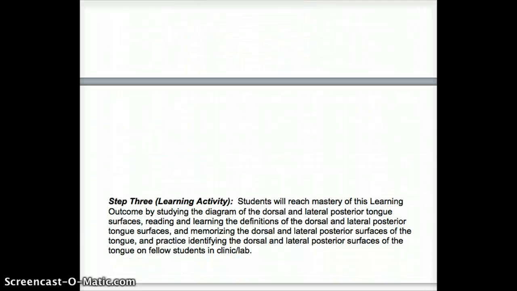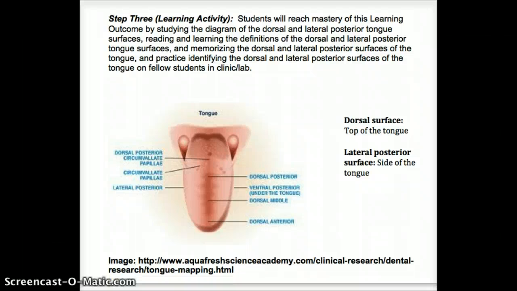So how will I get my students there? I will do this in step number 3 of my backward design by providing several learning activities. I will expect my students to, number 1, study and memorize the diagram of the tongue that I have provided here. Number 2, read and learn the definitions of the dorsal and lateral posterior surfaces of the tongue.